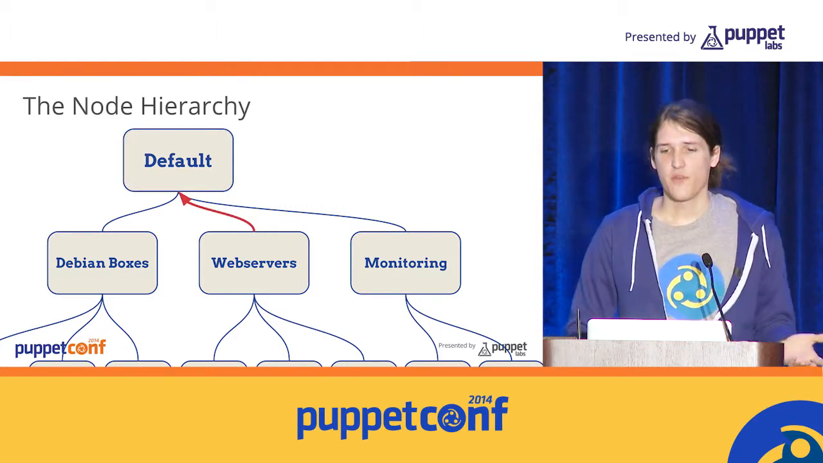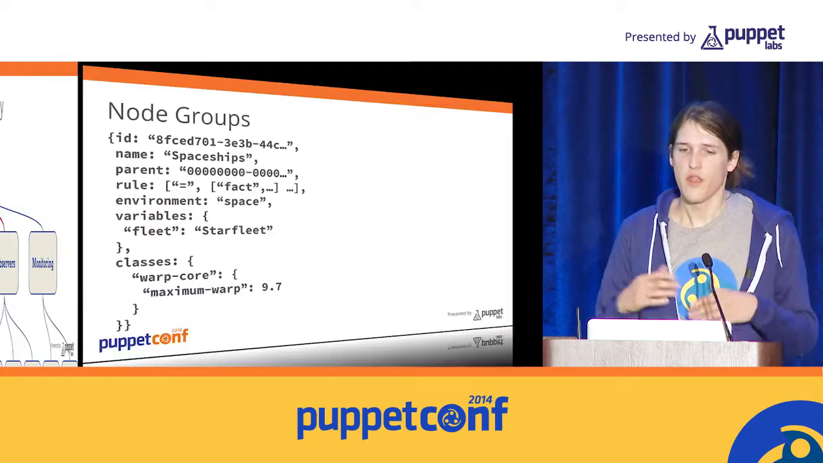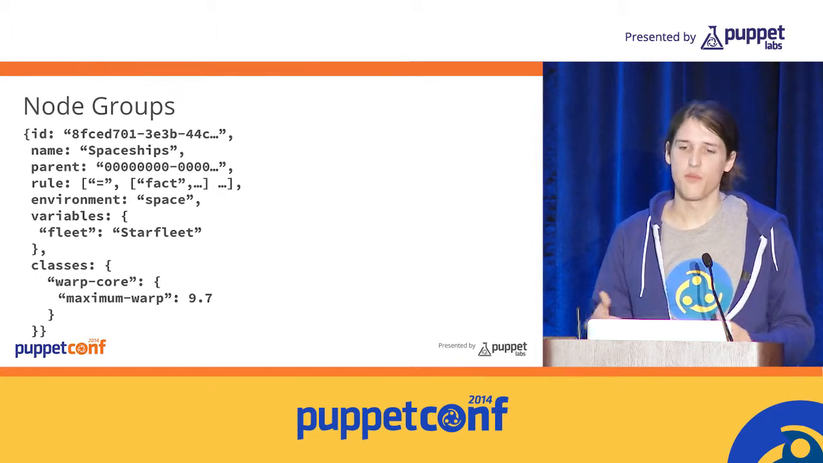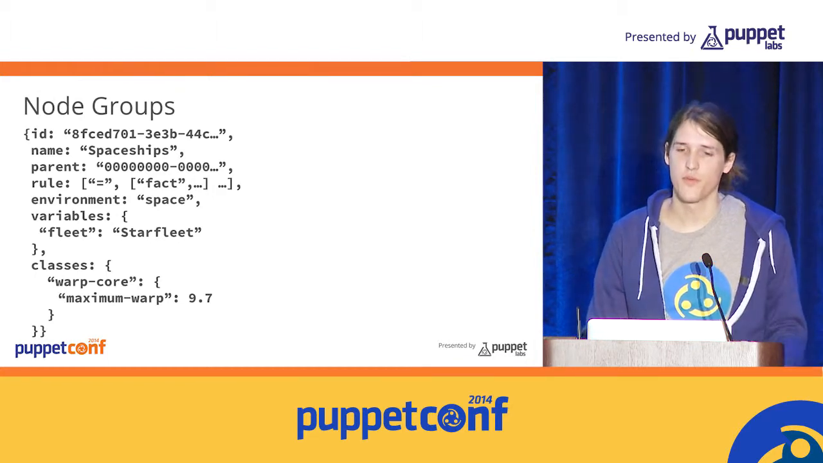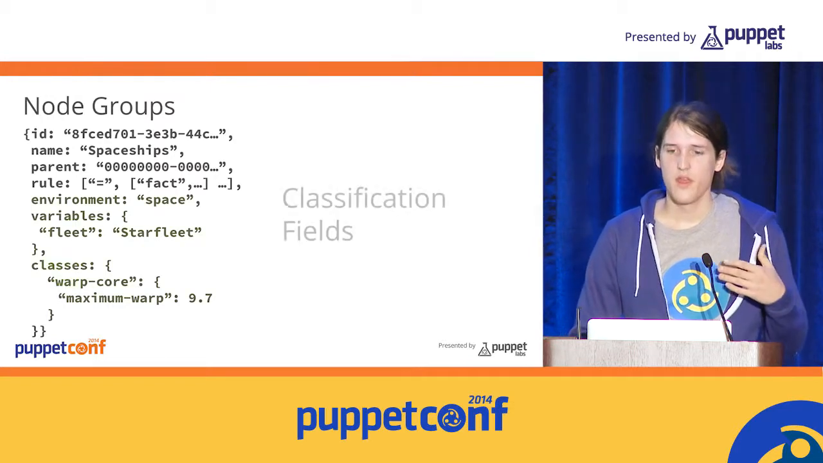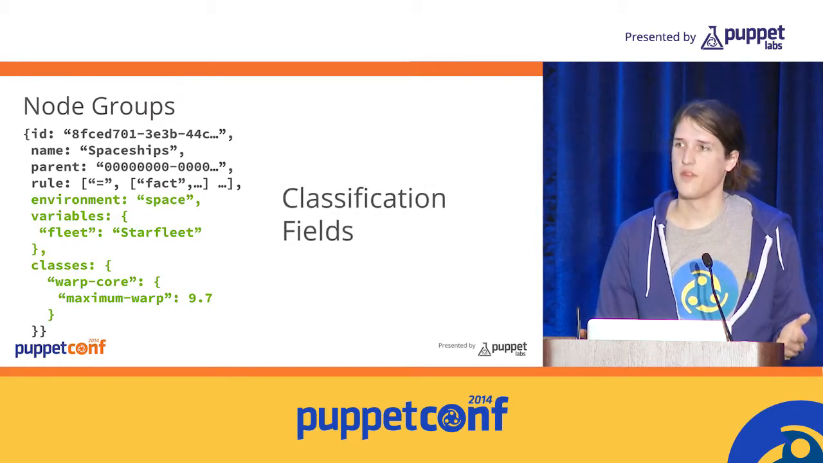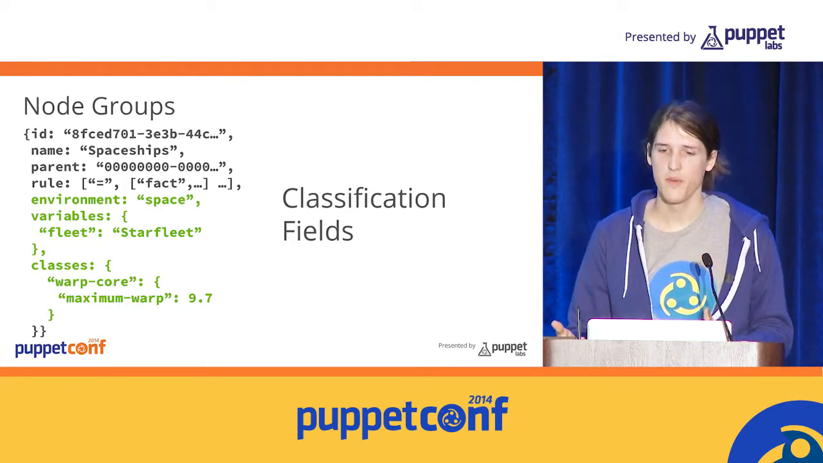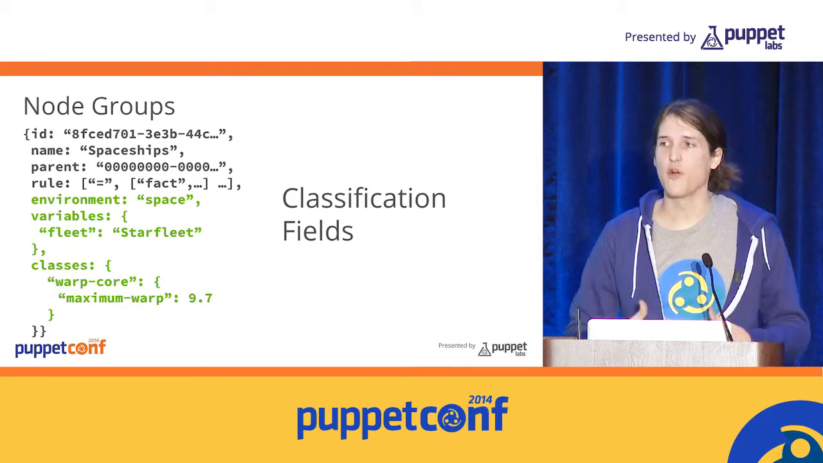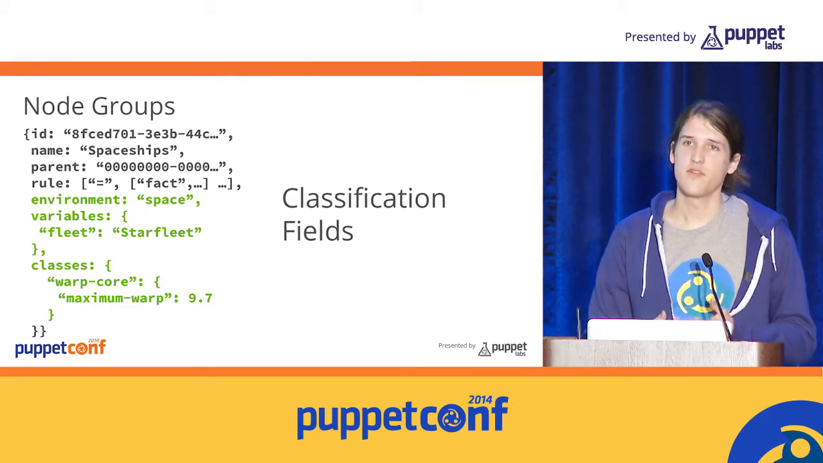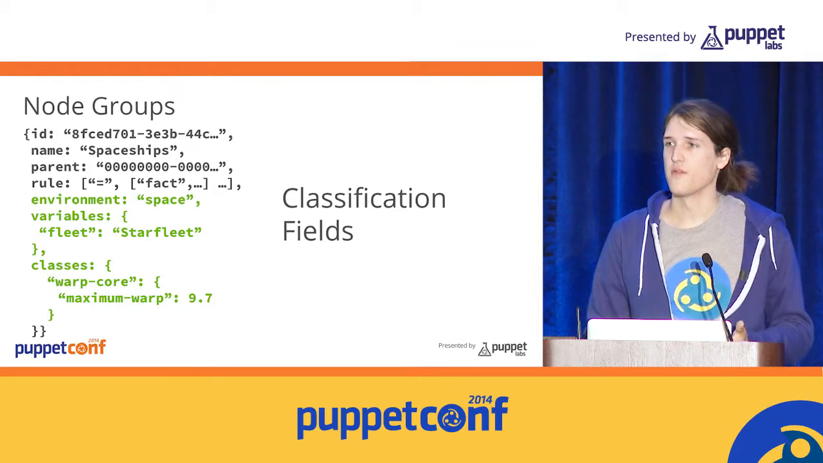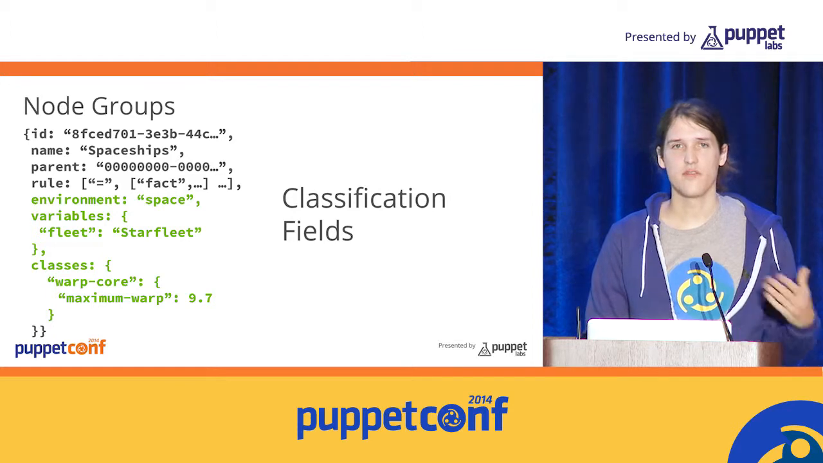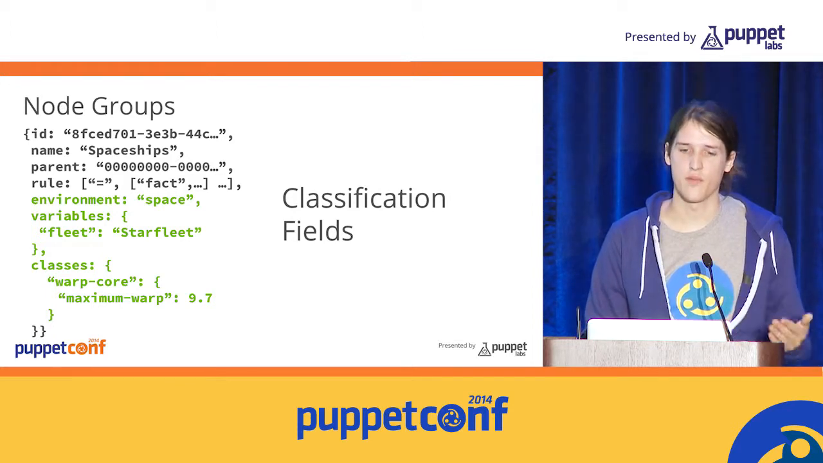Now, what attributes does a node group have? Here's a list of an example in a JSON-like structure of the most important properties of a node group. There are the classification-related fields. Now, these are the things that are going to come through the ENC interface to the master. These are the outputs of the manager. It sets an environment. It sets the values of top-level variables for the node. And it adds class associations and sets specific values for the class parameters.